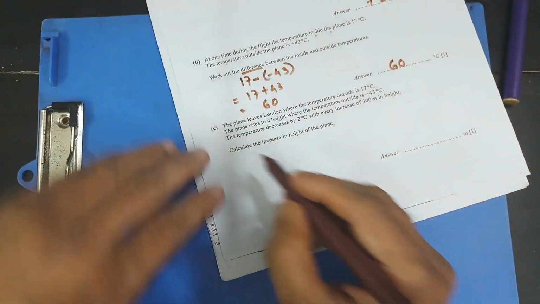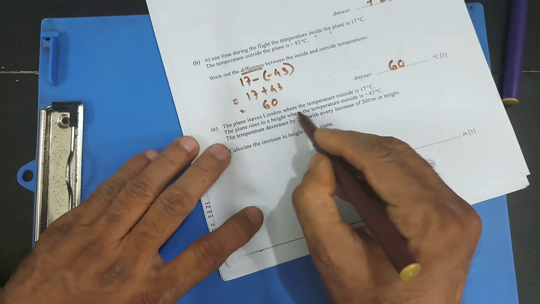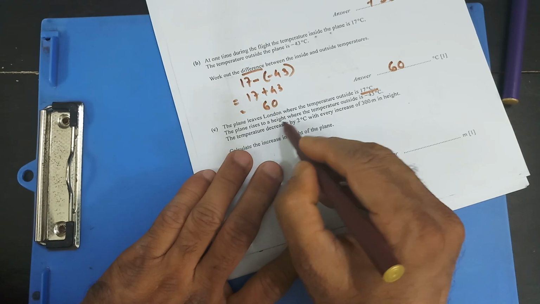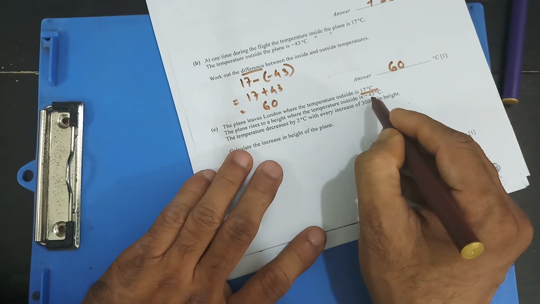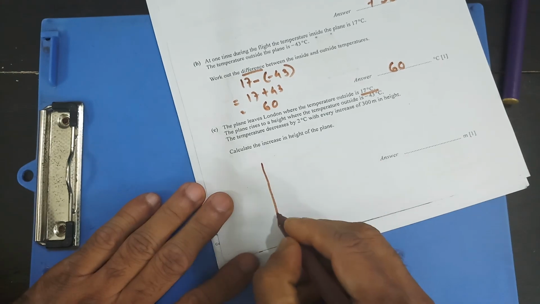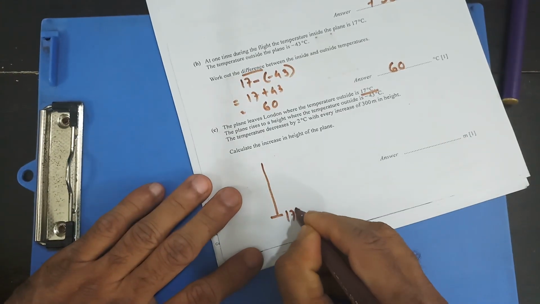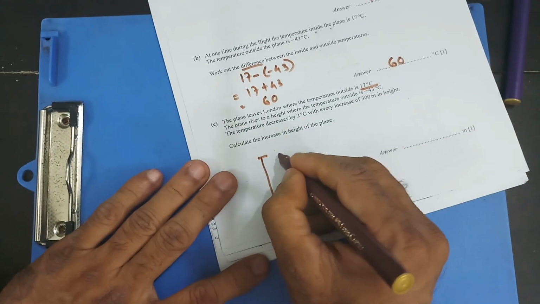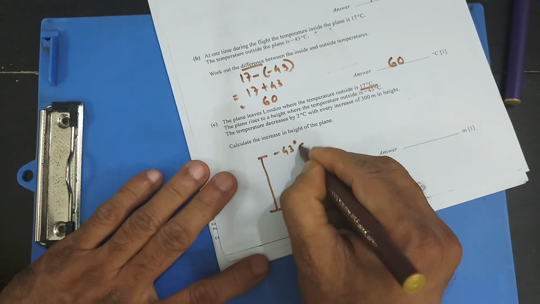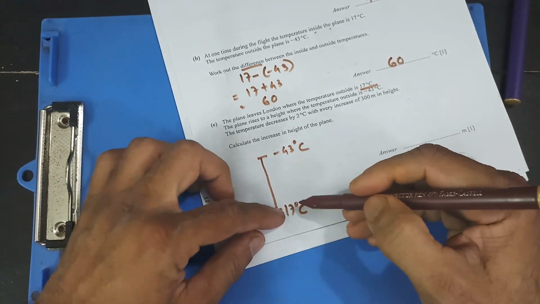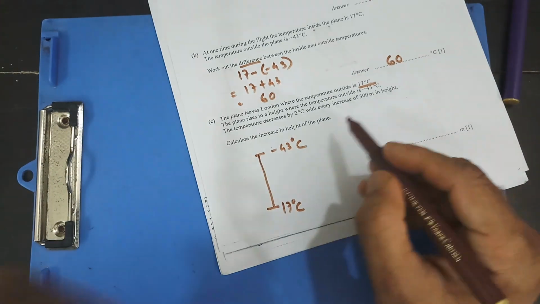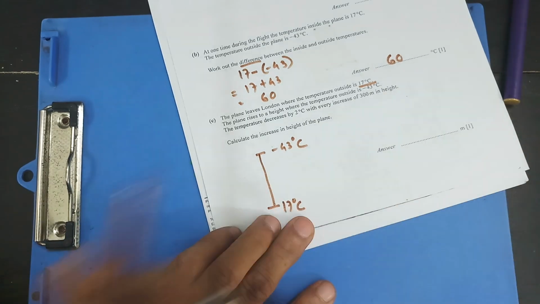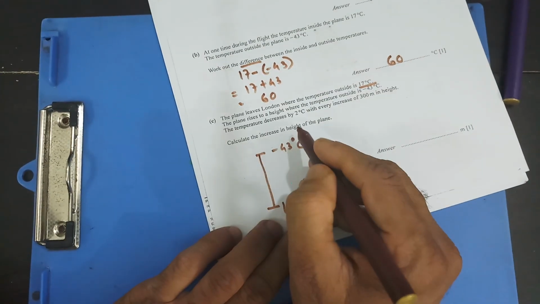Okay, now the plane leaves London, where the temperature outside is 17 degrees centigrade. The plane rises to a height where the temperature outside is minus 43 degrees. So what it's actually saying is that on the land it's 17 degrees, but at height, the temperature is negative 43 degrees. So when it's going up, the temperature is decreasing. Okay, and the temperature decreases by 2 degrees with every increase of 300 meters height. Calculate the increase of height of the plane.